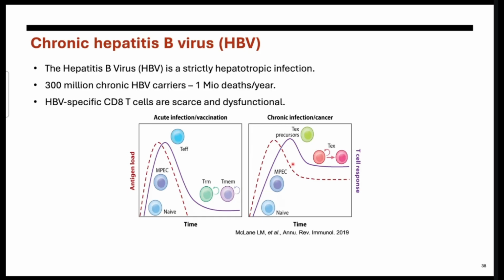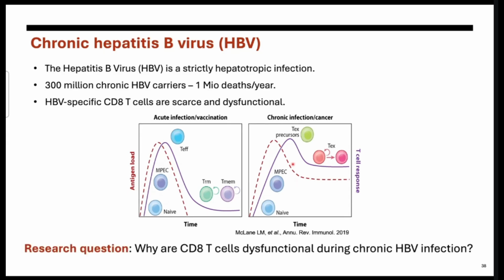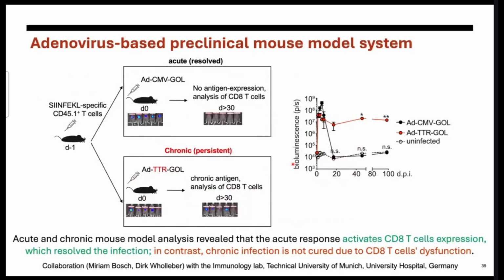When a patient is infected with an acute infection, our immune response really works very well, and over time, in a few days, we are able to clear the infection. But in chronic infection, the immune system doesn't work. Why? CD8 T cells are dysfunctional. So the main question of this project was, why are CD8 T cells dysfunctional in chronically infected patients? To answer this question, this was done in collaboration with the immunology lab in our institute.